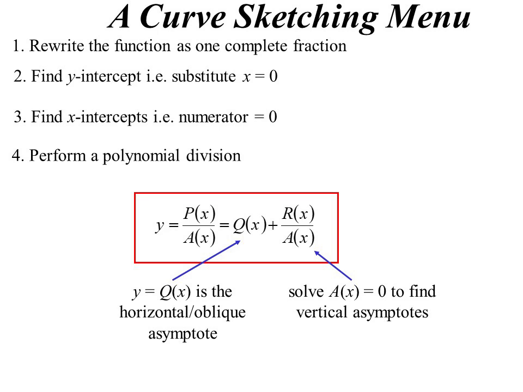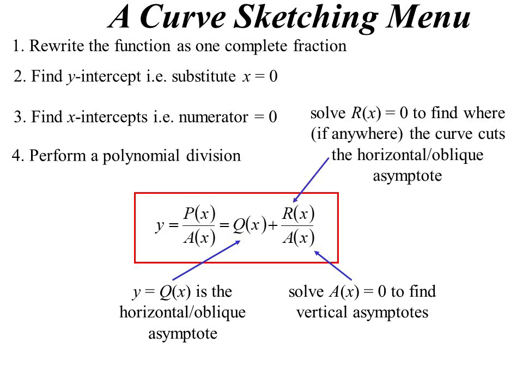Remember, the horizontal or the oblique asymptote is just telling you what happens out at the extremities of the graph, what happens at positive infinity and minus infinity. And the final piece of information is to do with the numerator. Because unlike vertical asymptotes, curves can cut horizontal and oblique asymptotes. How do we find out where? Well, it's when that top of the fraction, that remainder, equals 0. If that's got a solution, then that's where it will cut the horizontal or the oblique asymptote.